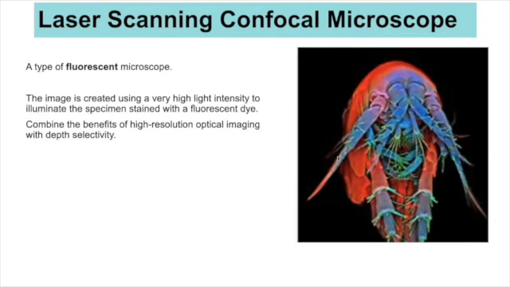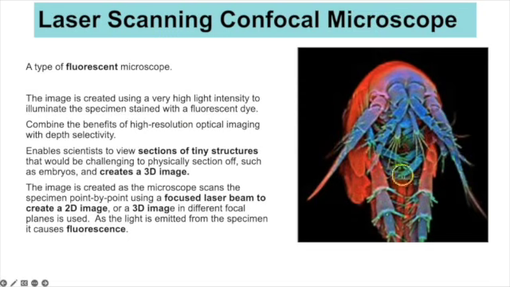The laser scanning confocal microscope is a type of fluorescent microscope, and the image is created using a very high light intensity to illuminate the specimen stained with a fluorescent dye. So this combines the benefits of high resolution optical imaging with depth selectivity, which we can see in this diagram or image. It's slightly out of focus, but you can see that you do have that 3D depth to the image. So this enables scientists to view sections of tiny structures that would be challenging to physically section off, such as in an embryo, to create a 3D image.